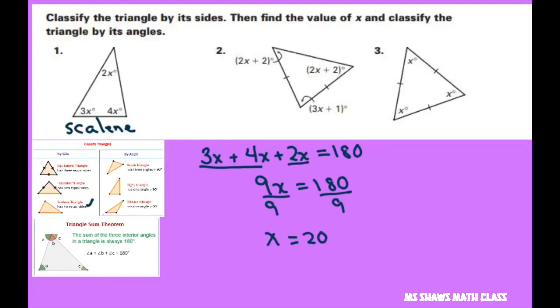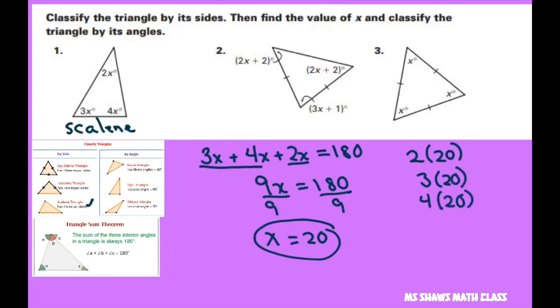And that's all we had to do, we had to find our x, but if we plug it in, 2 times 20, and then we're substituting, we're replacing our x with 20. Then we have 3 times 20. We have 4 times 20. So this is going to be 40, 60, and 80. So all the angles are not congruent.